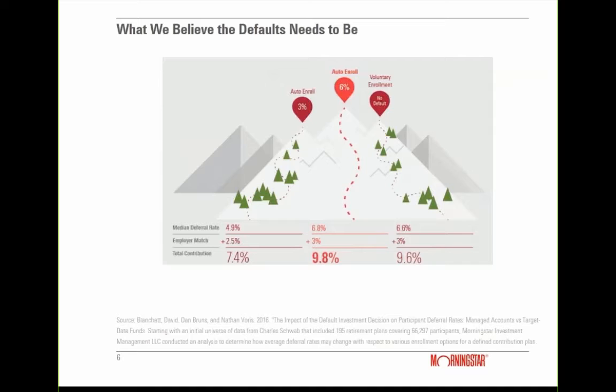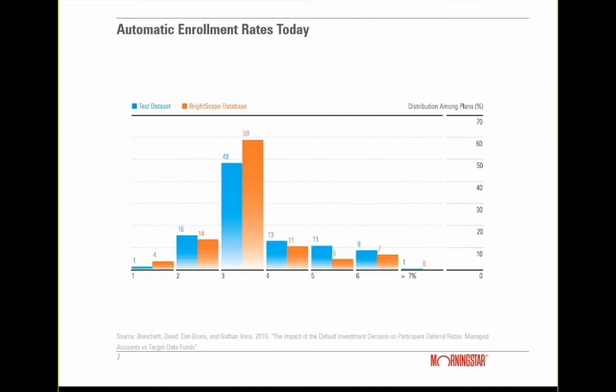It's true that when you use automatic enrollment, more participants join the plan. There's higher participation. However, they may tend to save less. And this is really important given where automatic enrollment rates are today. So on this slide, you see the data on what plans that offer automatic enrollment are doing today. And the vast majority pick a value that is less than 6%. But if you pick a value less than 6%, you're actually hurting your participants.